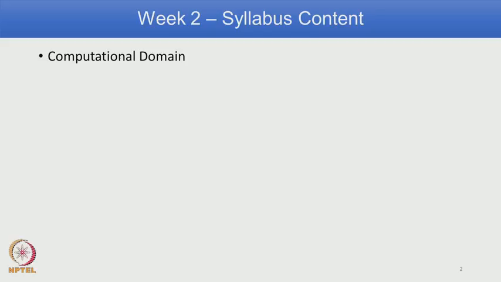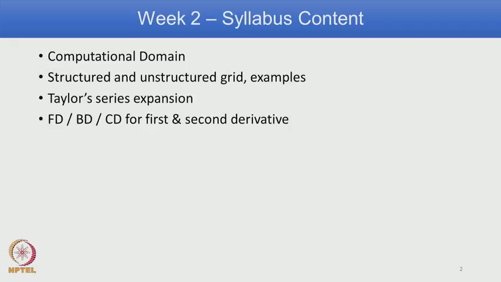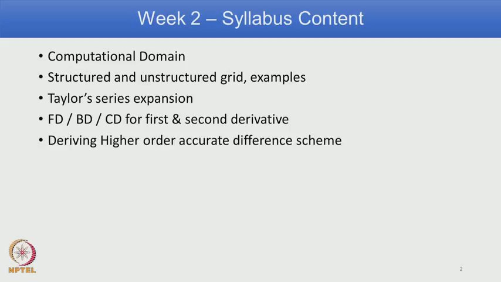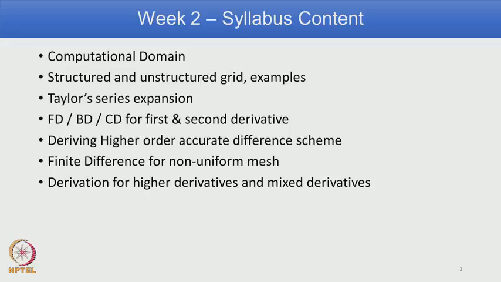Last week we had seen governing equations, boundary conditions and some test cases. We are now on to week 2, and this week we will see important topics: computational domain, grid definitions and examples, Taylor series expansion, how to get different forward, backward, central differential schemes and higher order accurate schemes, finite difference for non-uniform mesh, derivation of higher derivatives and mixed derivatives. We will also see how to obtain finite difference formula by polynomial procedure.